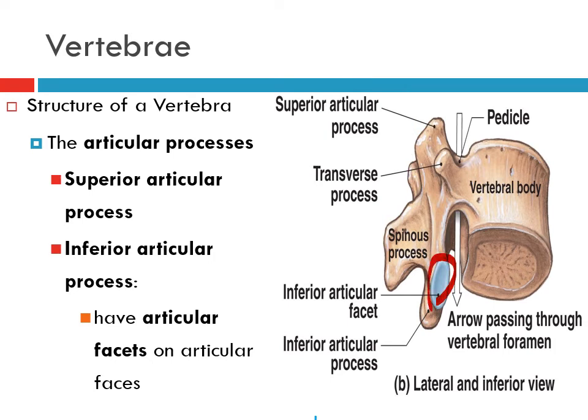These flat spaces where the two bones come together at the joint are called the articular facets. Those are facet joints because they are flat articulating surfaces. In general, we just call those the vertebral facet joints, versus the intervertebral joints, which are between the vertebral bodies.